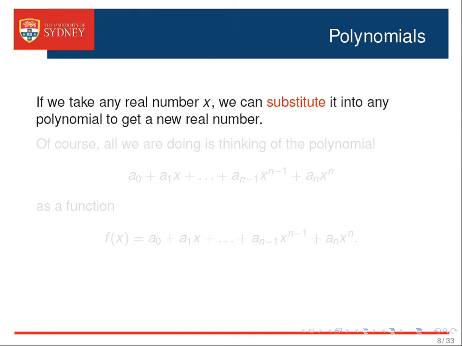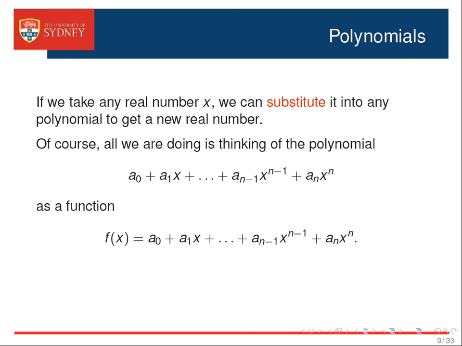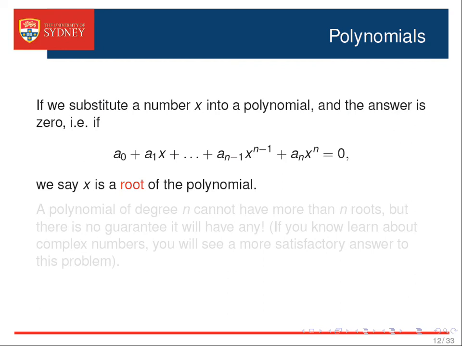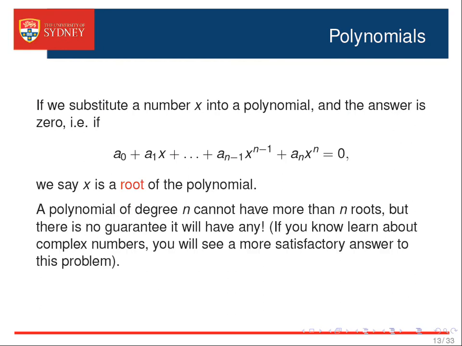If we have any number, we can plug this number into a polynomial by substituting it for x to get some other number. Of course, what we're really doing here is thinking of the polynomial as a function. We plug in a number x, and the function spits out the polynomial evaluated at x. If we can find some number x that gives 0 when we substitute it into the polynomial, we say that this number x is a root, or solution, of the polynomial.